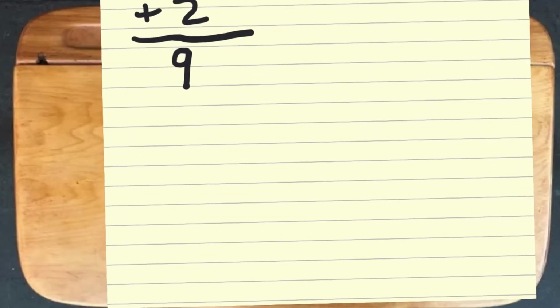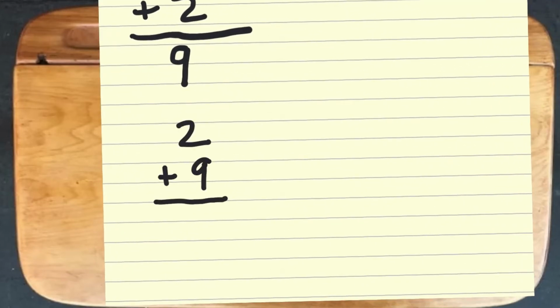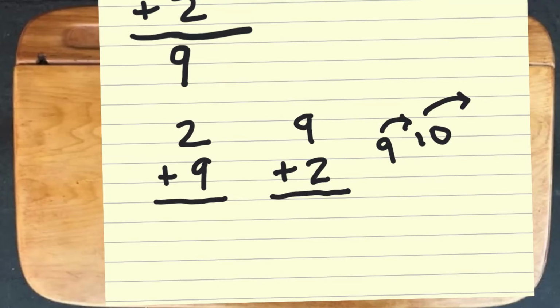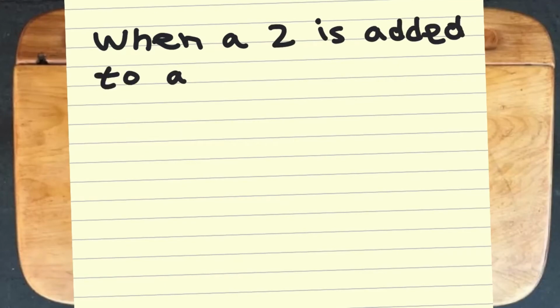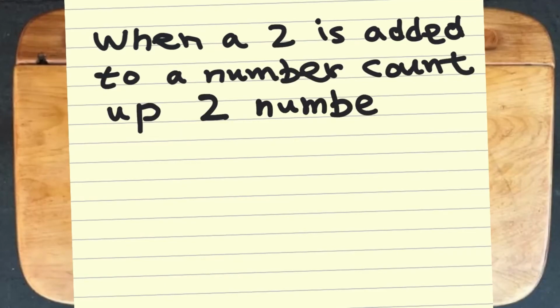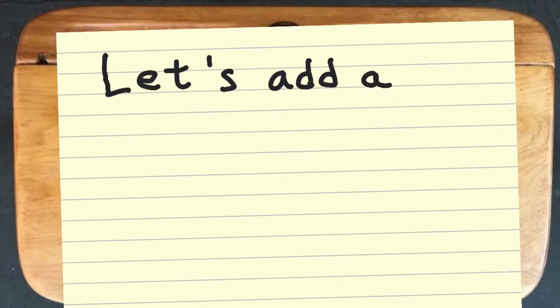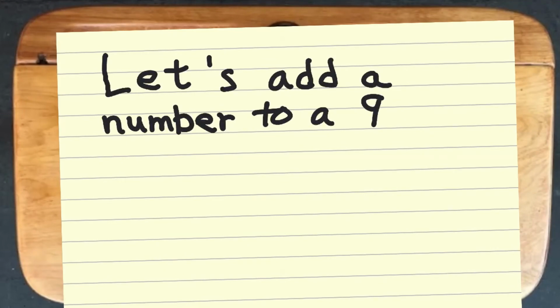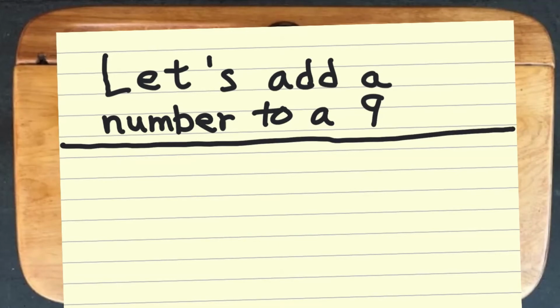And remember, if you have a problem like 2 plus 9, we can write it as 9 plus 2, which means that you start with the 9 and then you go 10, 11. And 11 is your answer. So when a 2 is added to a number, count up two numbers. Okay, let's move on now. We're going to get to our final set of problems here, where we're going to add a number to a 9. You're going to see that it's pretty easy to do that.